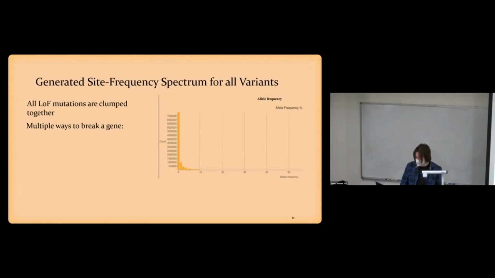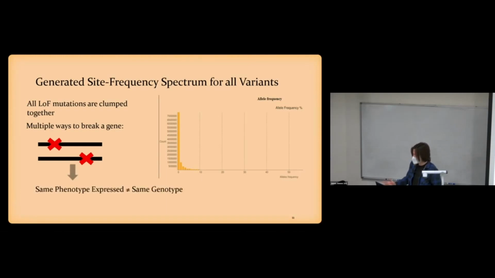And for example, say we have 2 copies of this, they're the same gene. If we broke them in 2 different places, they would both be loss of function. Their phenotype expressed would be exactly the same, but they would have different genotypes. And this is something we want to take into account. How do we account for this?